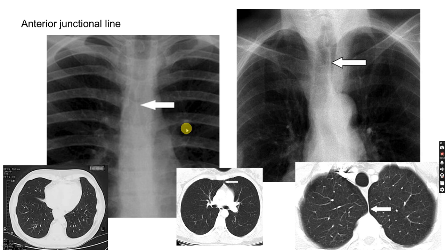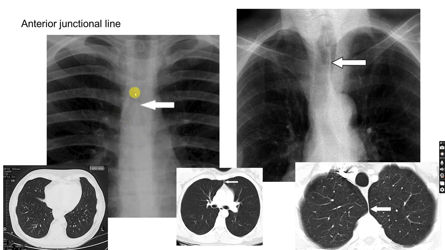Then we will see the anterior junctional line, and in the same slide we will see the posterior junctional line. First we will see the anterior junctional line. On CT, this is the anterior junctional line. It is formed by the opposition of the two lungs, and mainly because of the opposition of the pleura of each lung. So four layers of the pleura are opposing each other in the midline. So that's why this line is created.